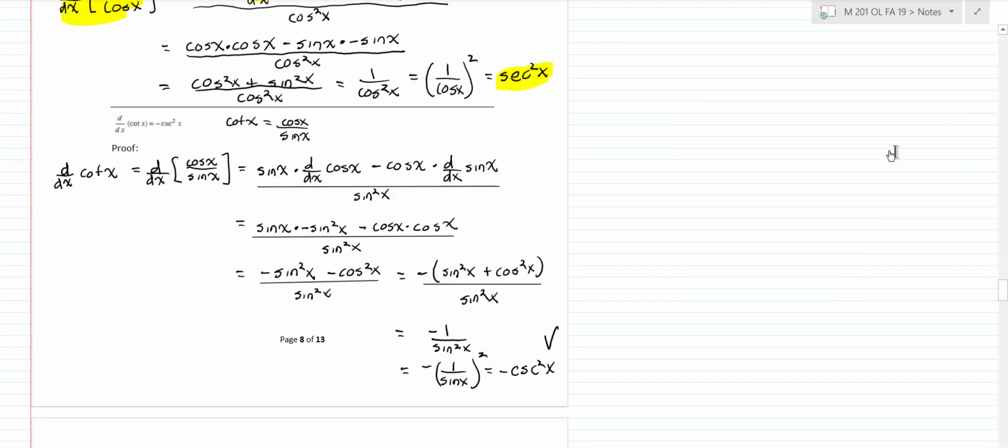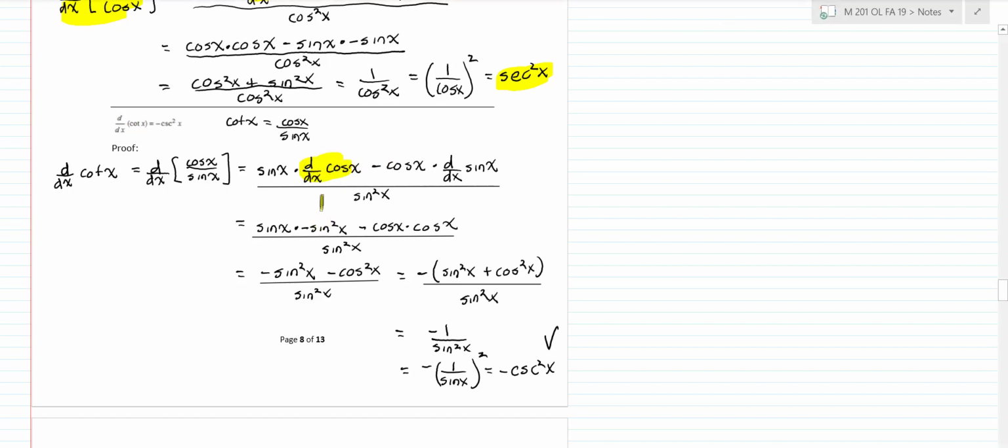Okay, so see if you got this worked out. And if you didn't, just take a look at what I did here. I'll just talk through this. So I changed the cotangent to cosine over sine. I did the quotient rule: bottom times derivative of top, minus top times derivative of bottom, over bottom squared. Then I did these two derivatives.